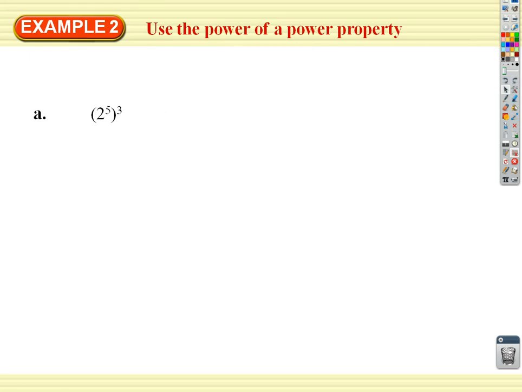Okay, now we have this idea of 2 to the 5th raised to the 3rd power. Let's take a look at this. On the inside, in the parentheses, what I'm doing is 2 times 2 times 2 times 2 times 2, and then I'm raising that to the 3rd power. So I'm multiplying 2 5 times, and I'm doing that 3 times. That means I'm going to have 2 times 2 times 2 times 2 times 2.